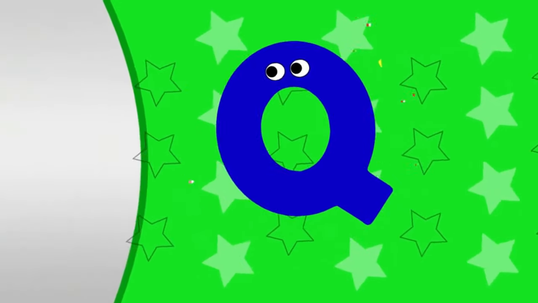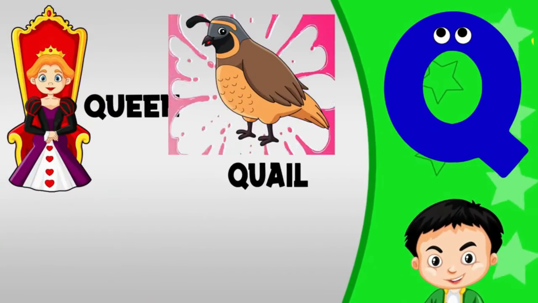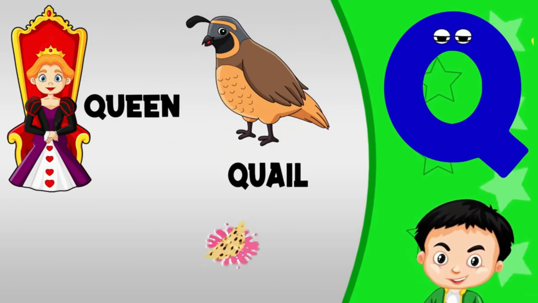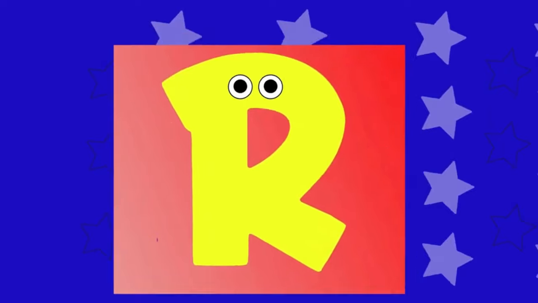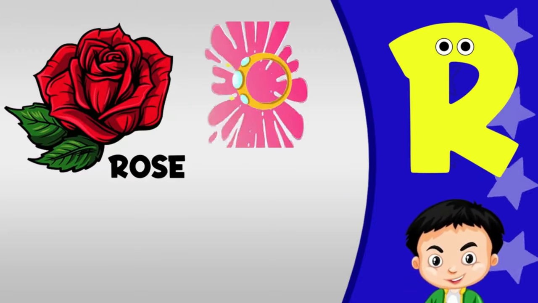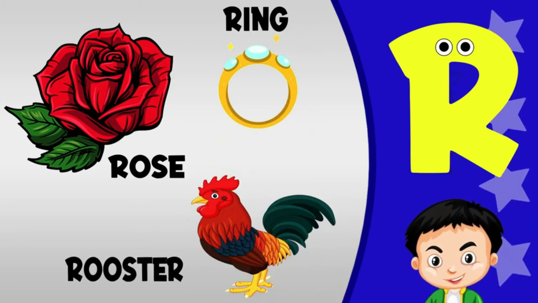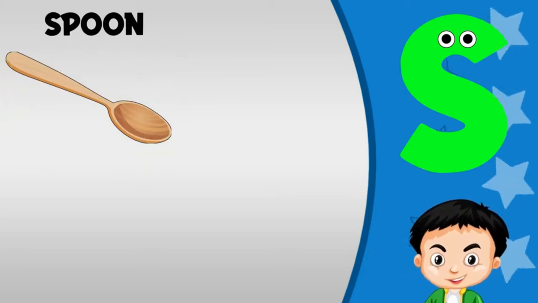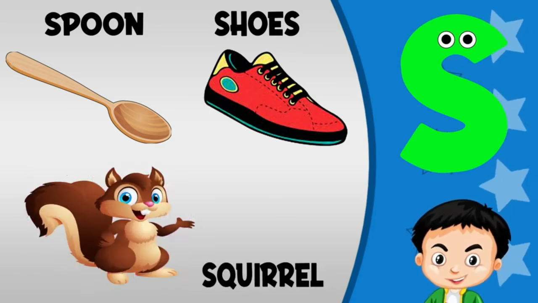Q is for queen. Q is for quail. Q is for quinoa. R is for rose. R is for ring. R is for rooster. S is for spoon. S is for shoes. S is for squirrel.